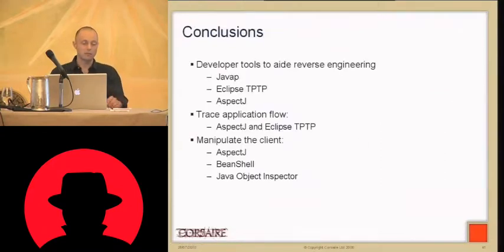So basically, what I've demonstrated is that you have a lot of power using simple open source developer tools. You don't need to understand the bytecode, and you can override and overwrite client-side Java code. You can trace application flow using AspectJ and Eclipse TPTP. You can get UML2 diagrams right out of Eclipse TPTP to try and understand execution flow. And then you can manipulate the final client either permanently using AspectJ or insert a BeanShell, insert a JOI, so that you can play around interactively and find out what's going on inside that application.